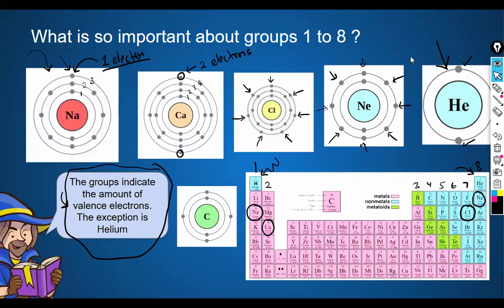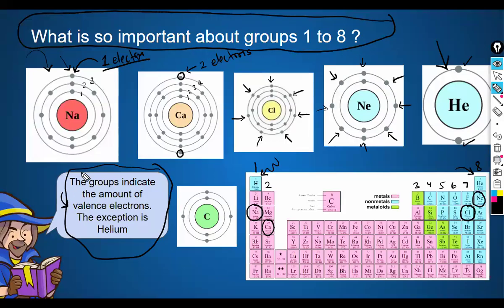You don't need to take down everything here, right? This is too much to draw. The only thing you're going to take down is this. What is so important about groups 1 to 8? And then you're taking down this. I know I didn't do carbon, but carbon has 1, 2, 3, 4 electrons, so you can take a wild guess. Carbon was placed in group 4.